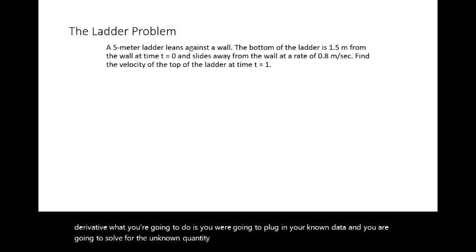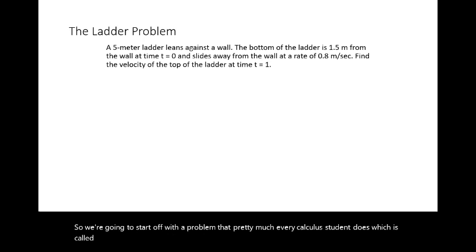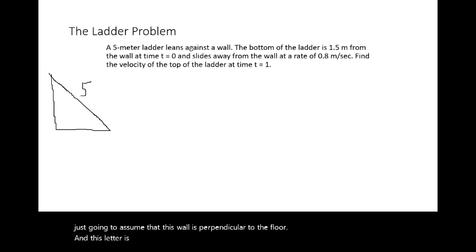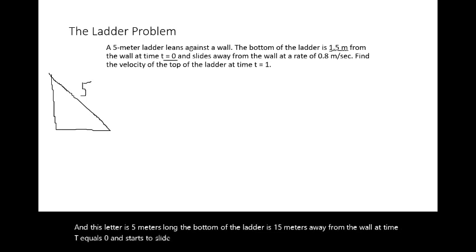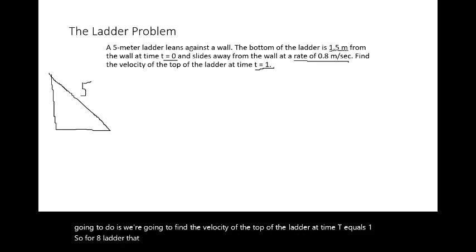So we're going to start off with a problem that pretty much every calculus student does, which is called the ladder problem. So let's say that a 5-meter ladder is leaning against a wall, and we're just going to assume that this wall is perpendicular to the floor, and this ladder is 5 meters long. The bottom of the ladder is 1.5 meters away from the wall at time t equals 0 and starts to slide away from the wall at a rate of 0.8 meters per second. What we're going to do is find the velocity of the top of the ladder at time t equals 1. So for a ladder that is sliding away from the wall, 1 second is actually quite a bit of time.